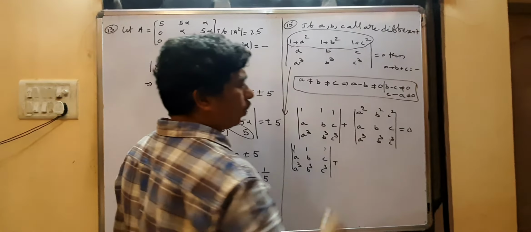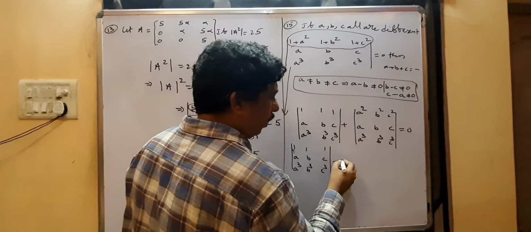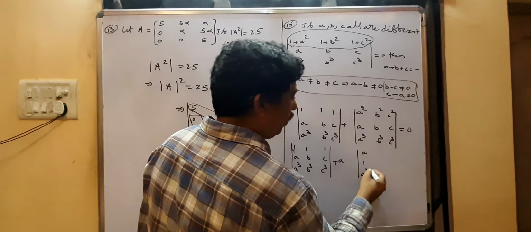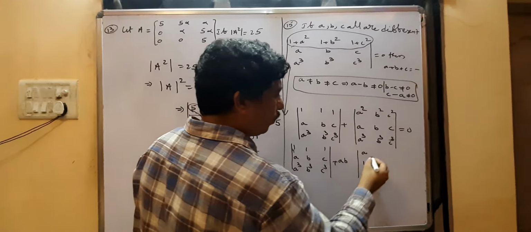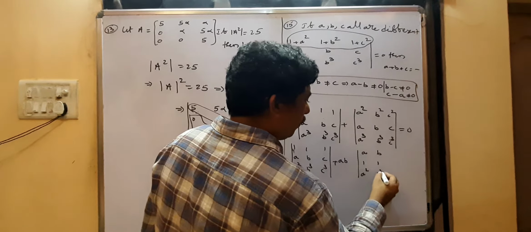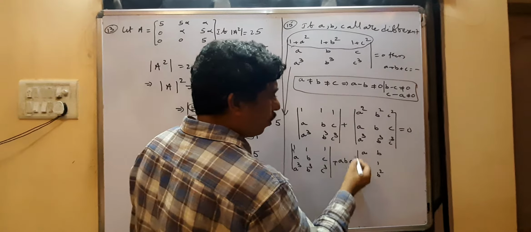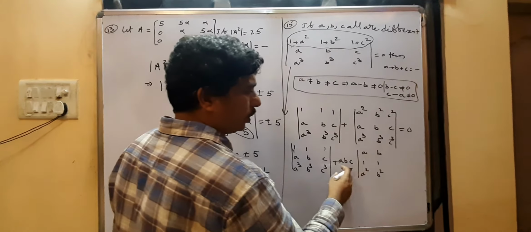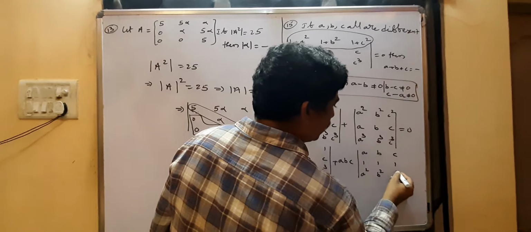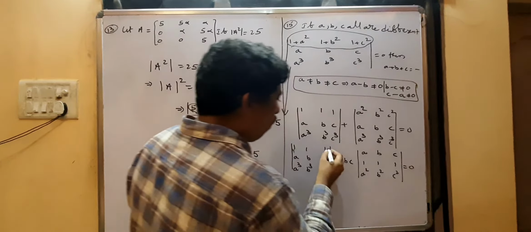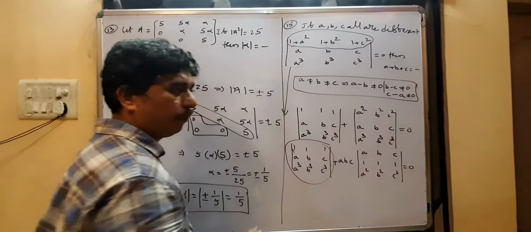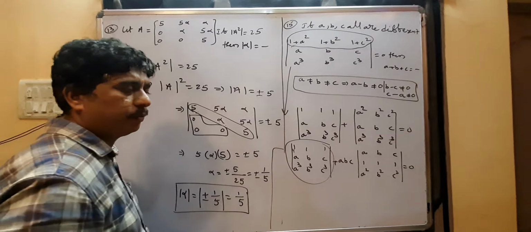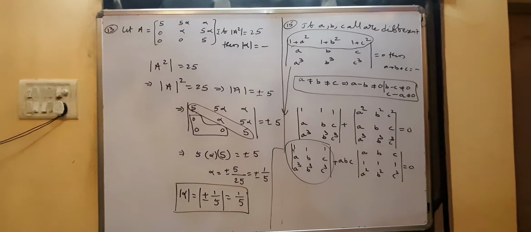What is the first row's column common element? A, take outside. Remaining A squared, A1, A squared K. In the second column, B take common. In the third column C common. First column A common, second column B take it, third column C take outside, equal to 0. First determinant value we know very well. What is the first determinant value?